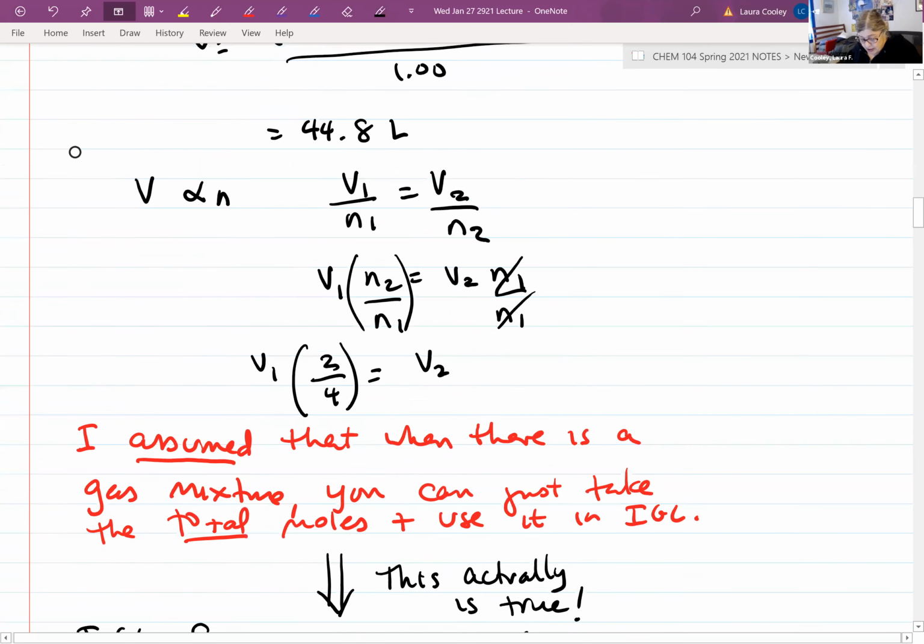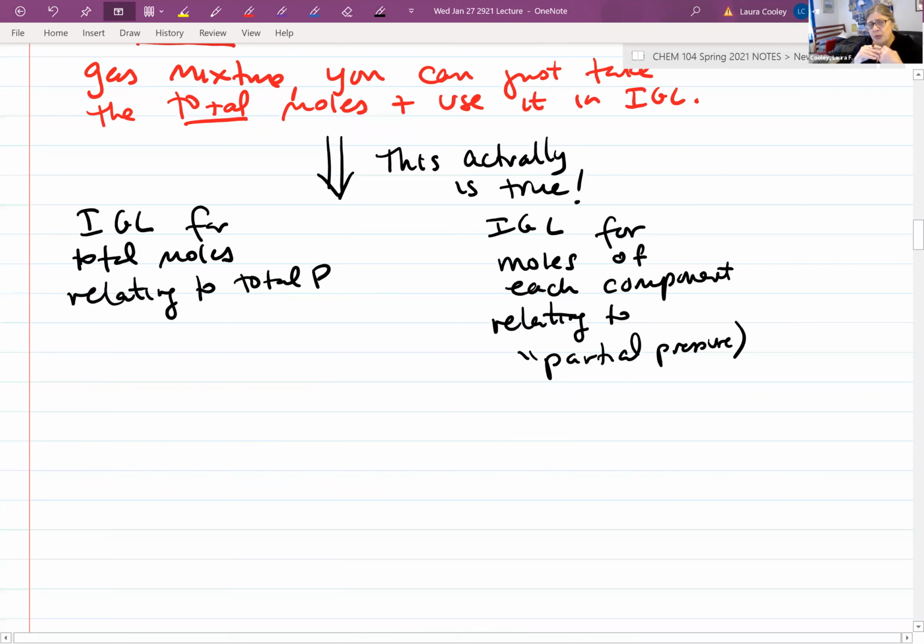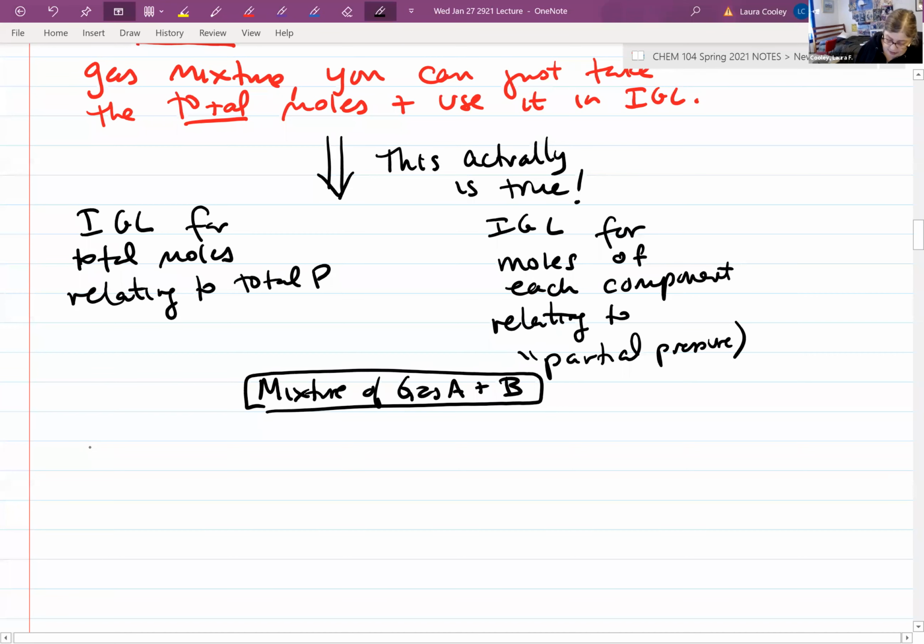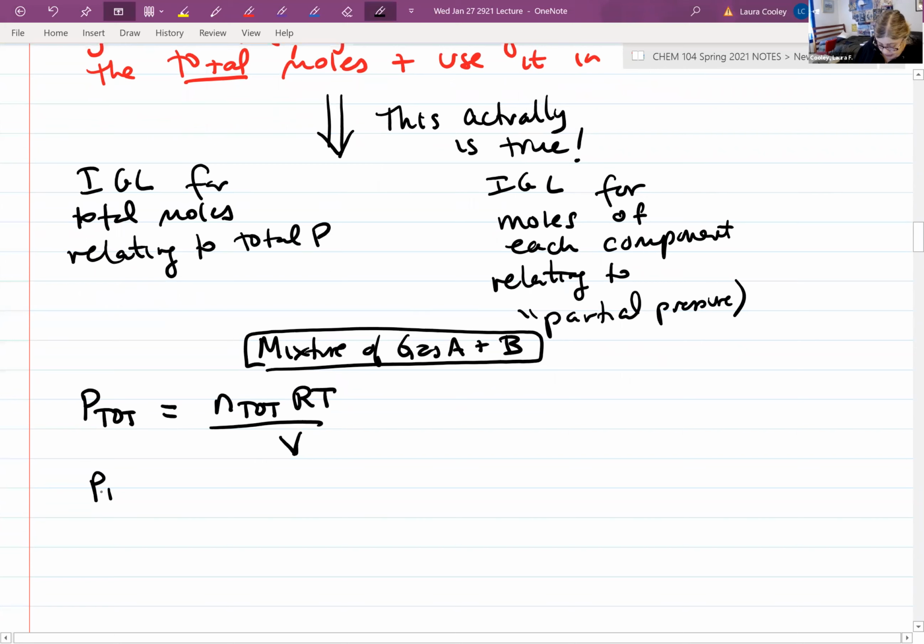And what it really consists of is a pressure due to one of the gases and a pressure due to the other gas. So when you have a gas mixture, suppose we have a mixture of gas A and gas B, okay? That means that we can say that P total is the total moles times RT over V, which you can see is the ideal gas law for total moles. All right, so I just put total here on the P and the n.